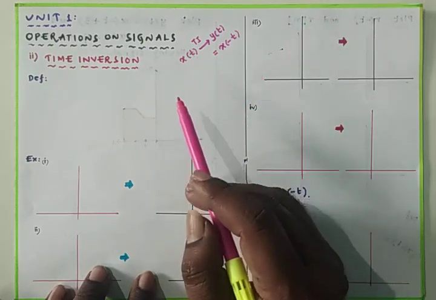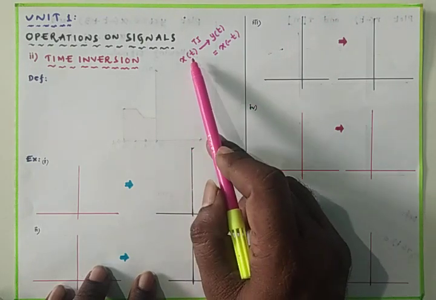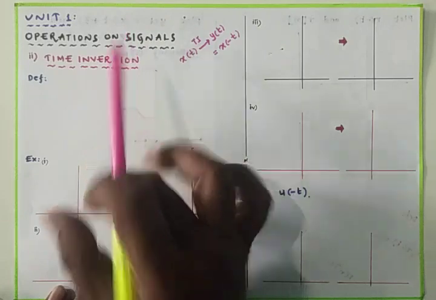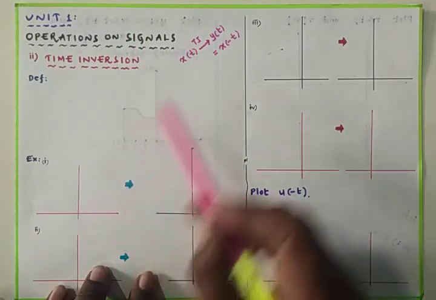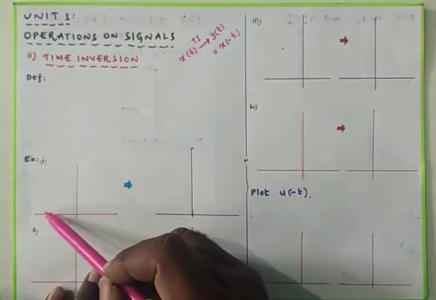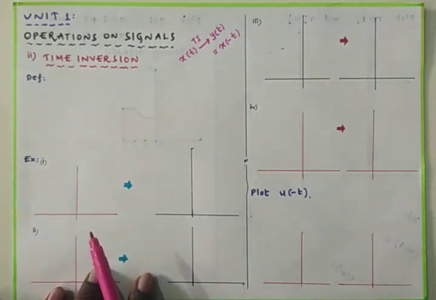The signal will be folded. Here, x of t we can see in the first quadrant, and x of minus t we can see in the second quadrant. That is the thing we have to observe.